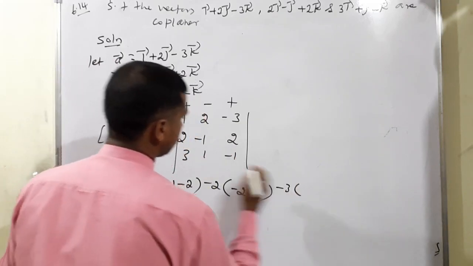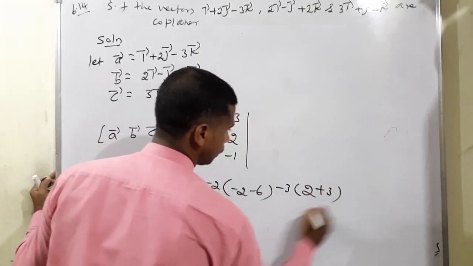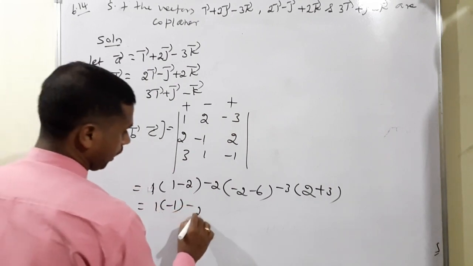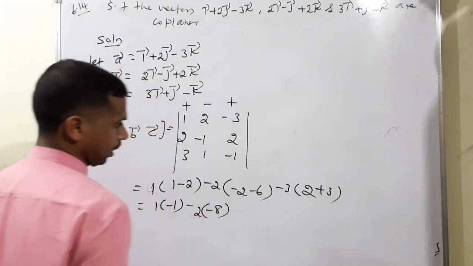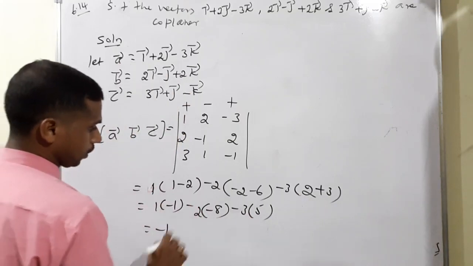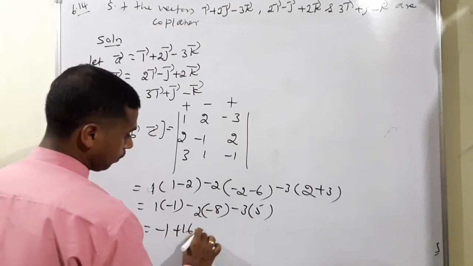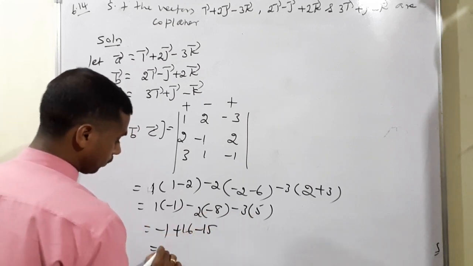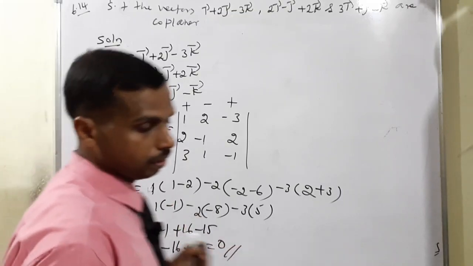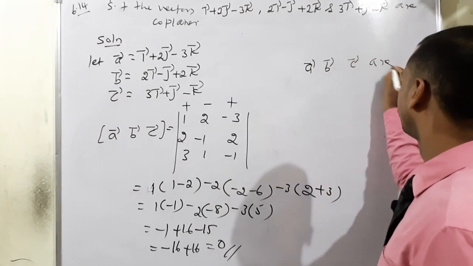Next condition, minus 3 into 2 into 1, 2, again minus 1 into 3 means positive 3, again 1 into 1 minus 2 means minus 1, again minus 2 into minus 2 minus 6 means minus 8, again minus 3, 2 plus 3, 5, again 1 into minus 1, minus 1, minus 2 into minus 8 means positive 16, again minus 3 into 5 means minus 15. Therefore minus 1 minus 15 add means minus 16. We already have positive 16, so it is equal to 0. Therefore definitely we can say vectors A, B, C are coplanar.